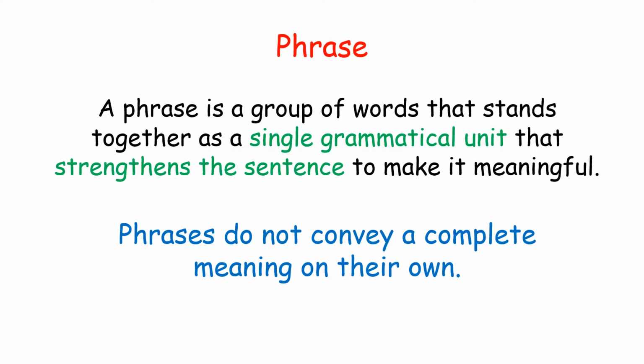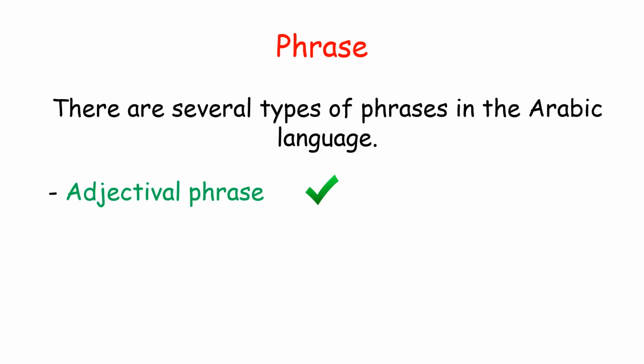As previously mentioned, a phrase is a group of words that stands together as a single grammatical unit that doesn't convey a complete meaning on its own. Or to put it simply, the easiest way to define a phrase would be an incomplete sentence, since it is a compound that strengthens the sentence to become meaningful.